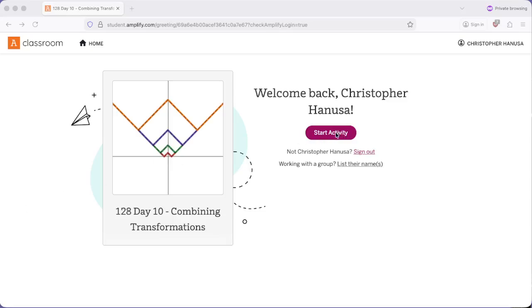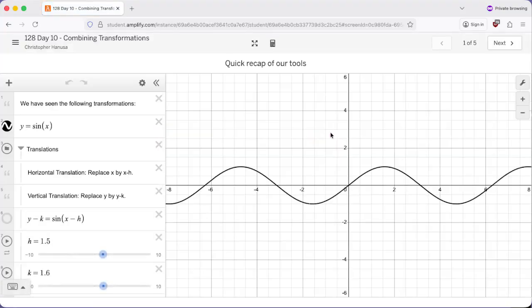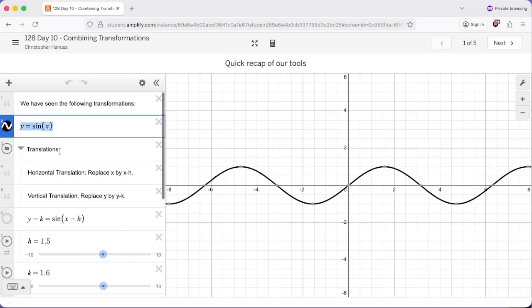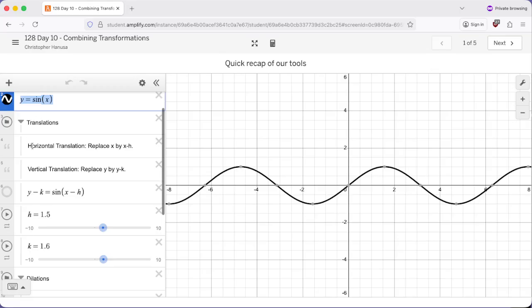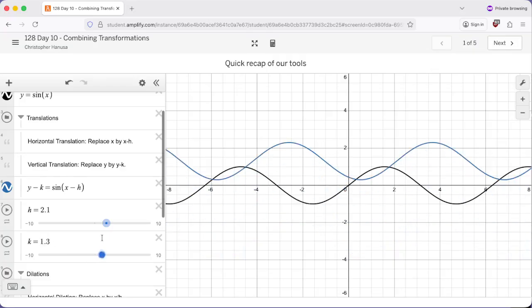Welcome back. We are going to talk about combining transformations. All right, let's do a quick recap of all the tools that we've seen so far. We'll start out again with the sine curve. We've got translations, horizontal translations. Take x and you replace x by x minus h. A vertical translation replaces y by y minus k. And that lets us move our function up and down, side to side.